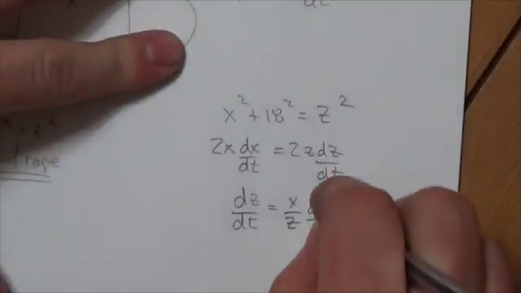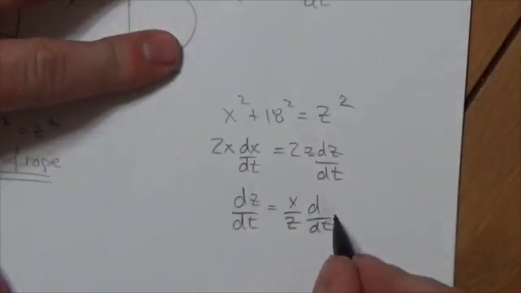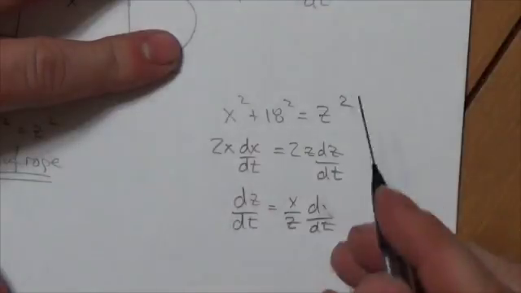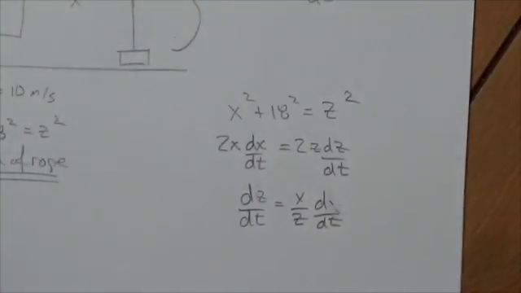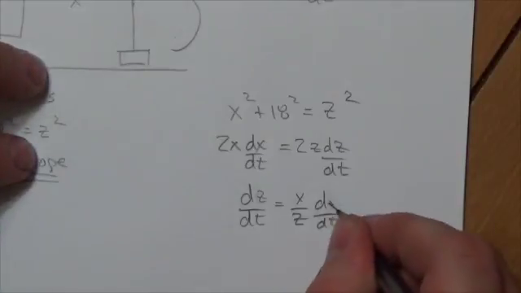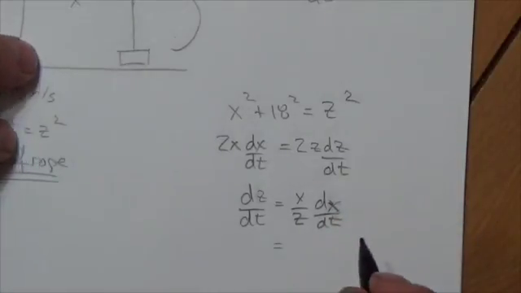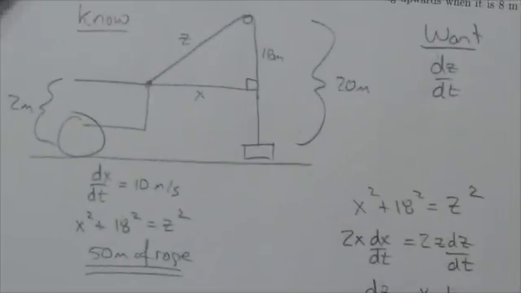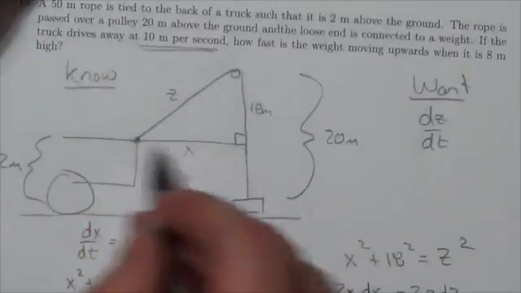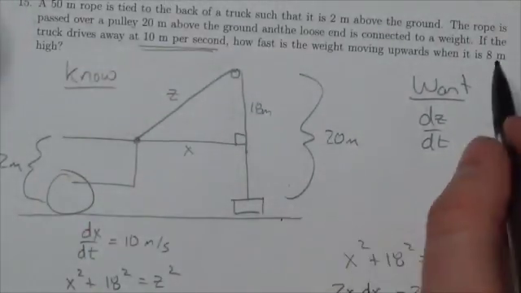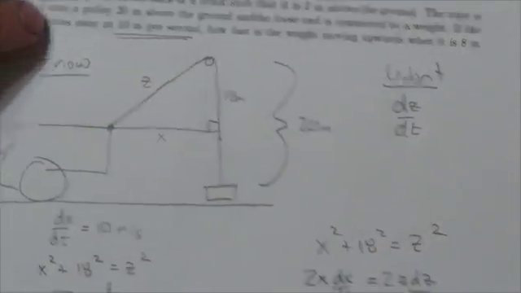Oh, sorry, why did I do that? I'm just confusing myself now. That's dx by dt. I'm isolating the dz by dt, so that's going to be in terms of dx by dt. Okay, so now what I got to do is I got to figure out the little bits of information here when the weight is 8 meters up.